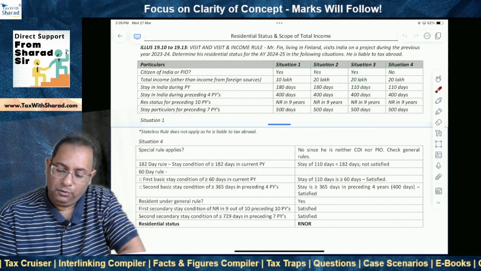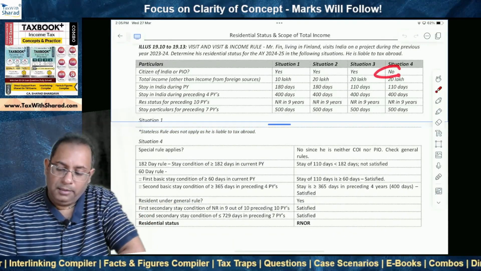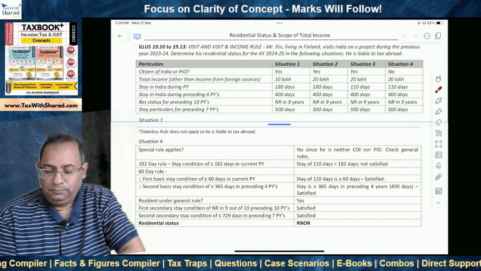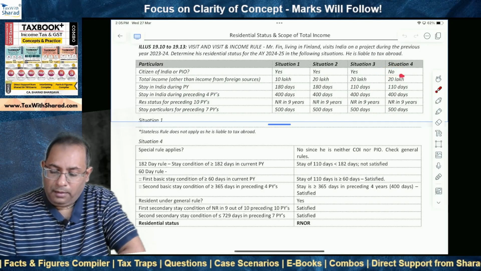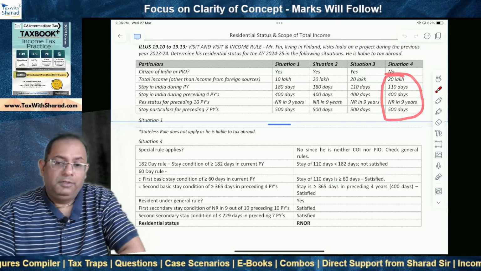Now we move to situation 4. In situation 4, he is neither a citizen of India nor a PIO. Okay. Rest of the details remain the same as in situation 3.